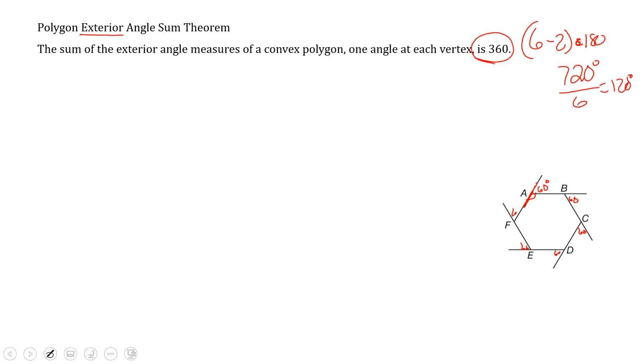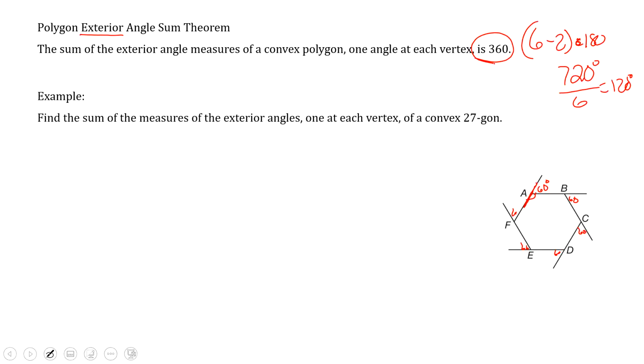No matter how many sides the shape has, no matter what the angles on the interior look like, all the exterior angles of a convex polygon are going to add up to 360 degrees. There's no other math you need to do. Just know it's always 360.